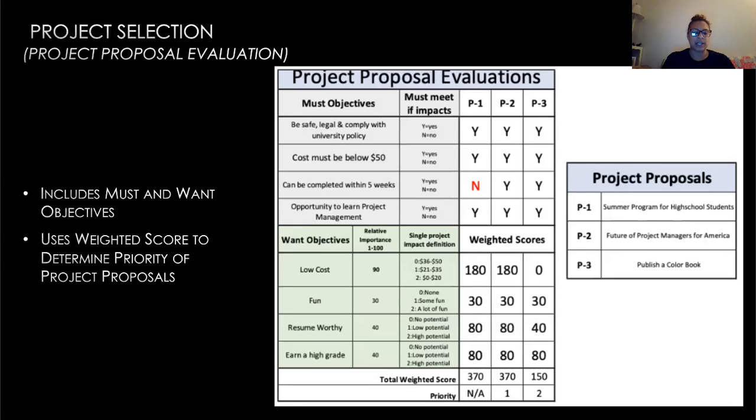One way to select a project is using the project evaluation form. As you can see, a project evaluation form includes the must and want objectives and uses a weighted score to determine the project priority. In this example, Project 1 did not meet all of the must objectives. Projects 2 and 3 did, but Project 2 had a greater weighted score. Therefore, Project 2 was given first priority and selected for the project.